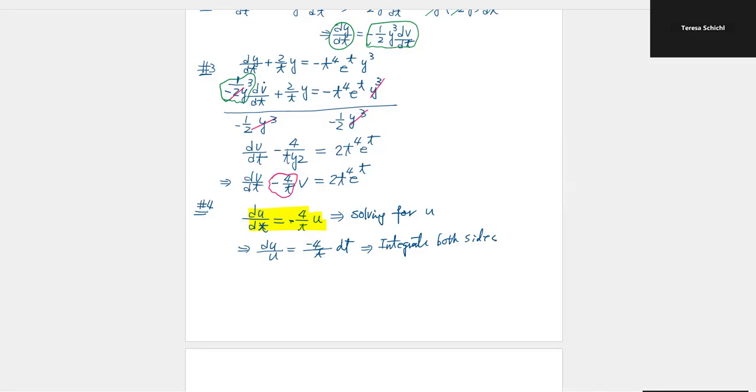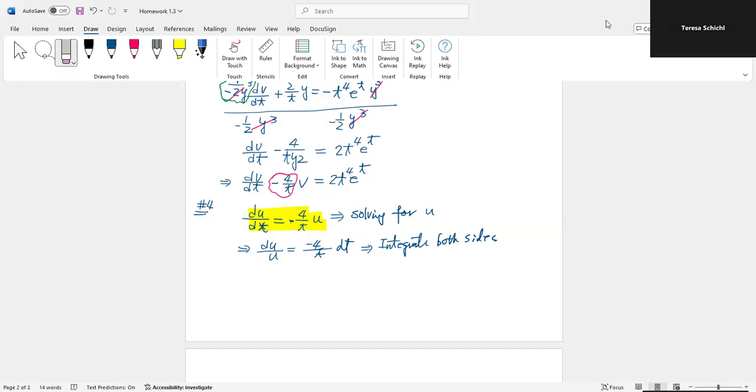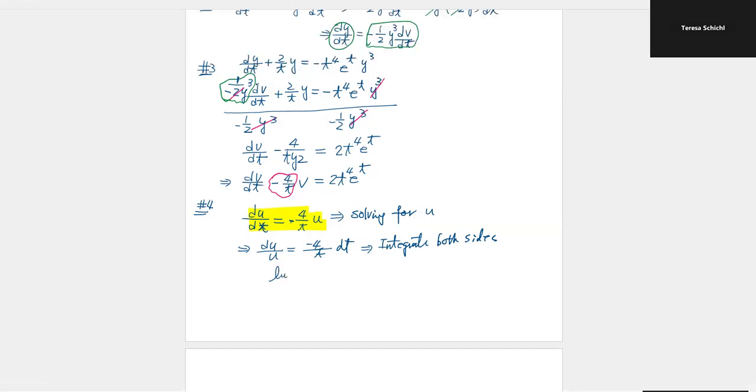So you integrate both sides, and then you're going to have natural log u. So this will be natural log u is equal to natural log t to the negative 4 power. So I can get that u is equal to 1 over t fourth. So like I said, this is a very important step. This is my integration factor.